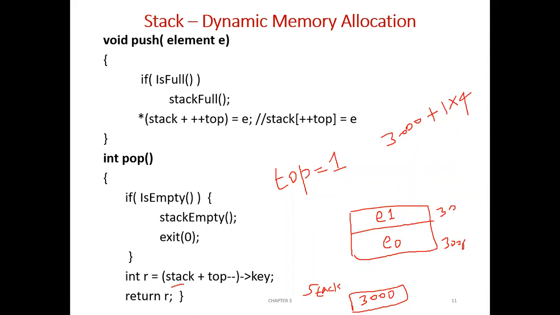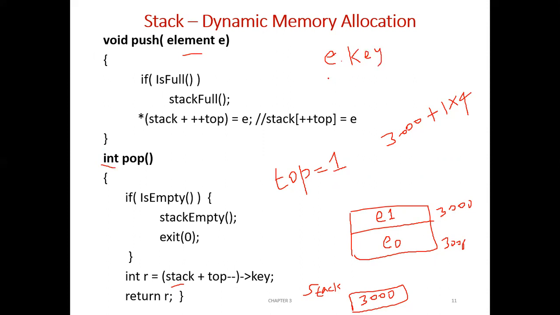But E1 is something of type element. But we want the value. This is returning an integer value. So we want the key value. Normally when you use a structure variable, we access that value as e dot key, like that we access. That is when we use a structure variable.